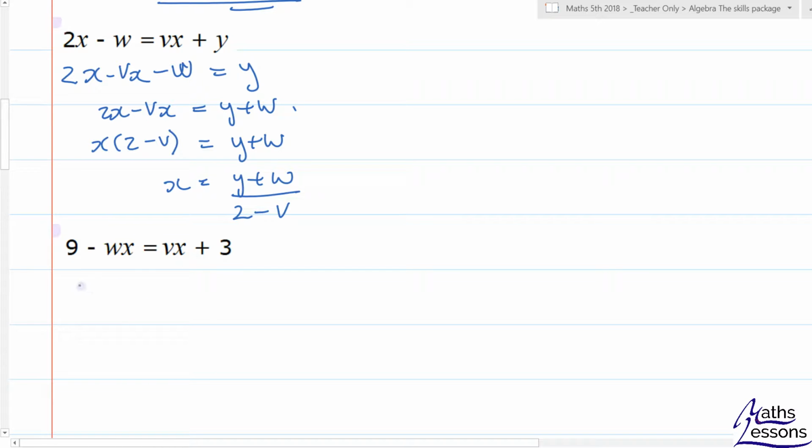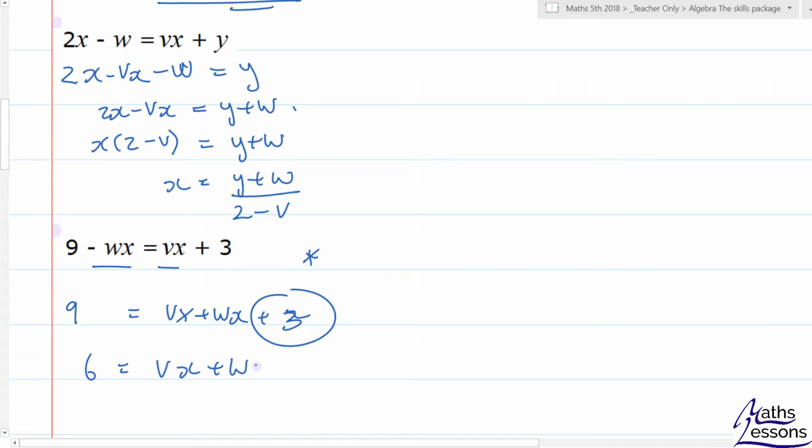Similarly, let's do the same thing again. This time, I'm going to look ahead, and I notice I've got a minus wx and a plus vx. So I'm going to get all the x's on this side. Then I keep everything positive. Makes my life easier. Okay, so I'm going to add wx. So I get 9 equals vx plus wx plus 3. Let's take away the 3. So we get 9 take away 3, which is 6, equals vx plus wx.